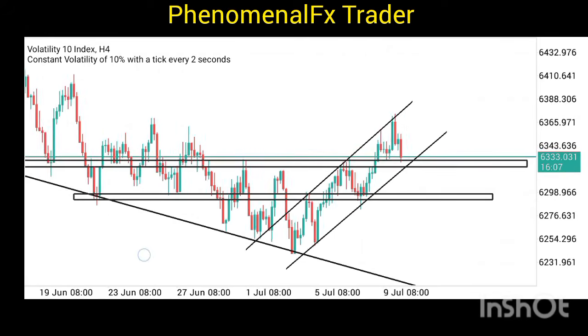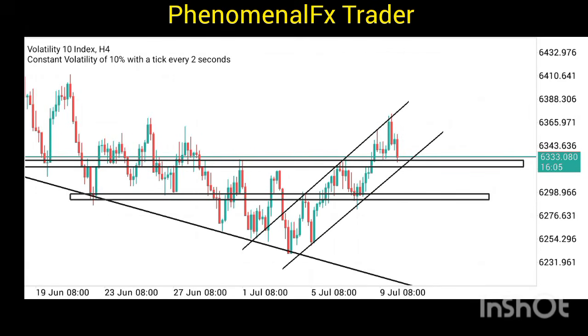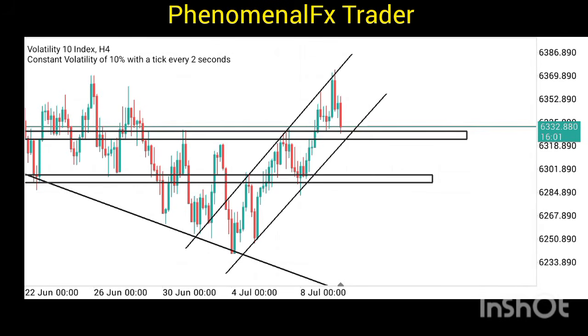The only thing is that sometimes you need to have a plan B when you are trading, based on your analysis. If this fails, it means this other option is going to be possible, then you just follow it up. That's how it works.